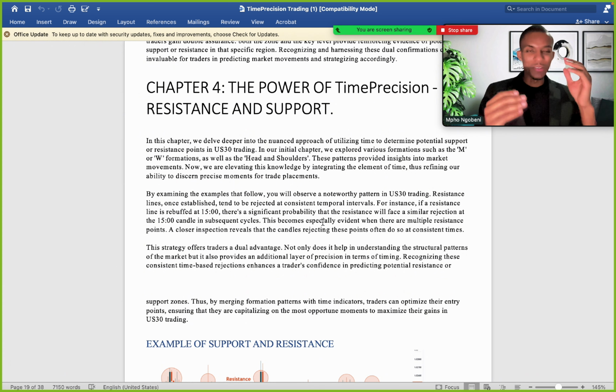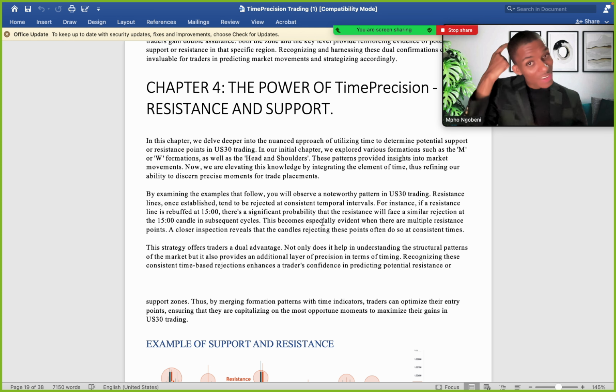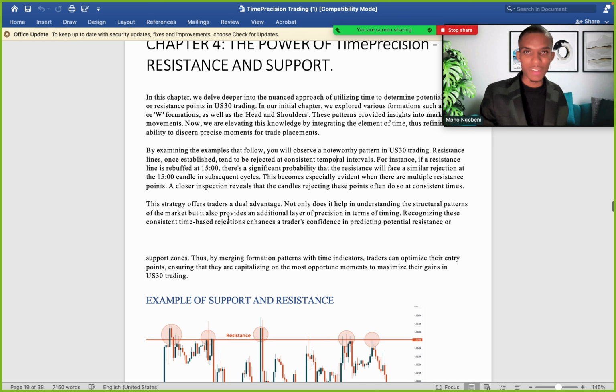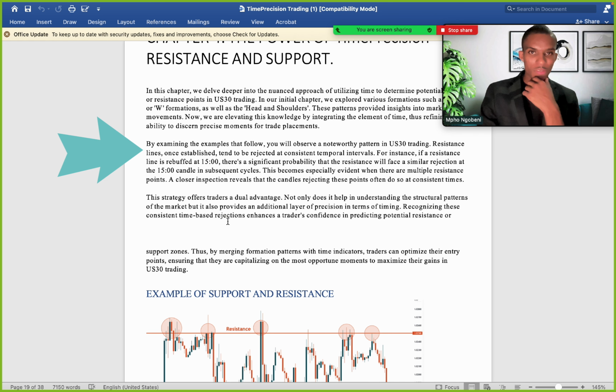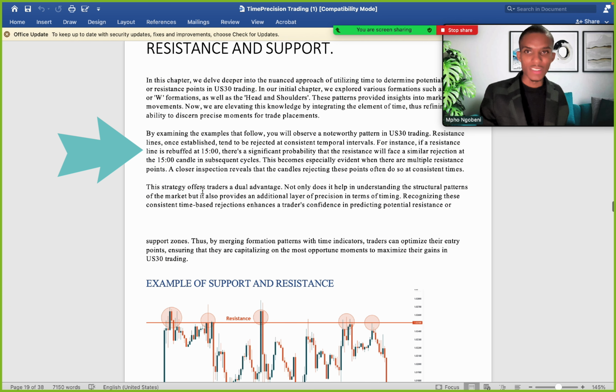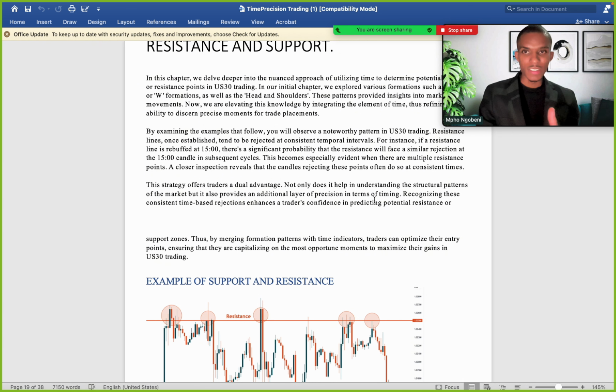As I said, I'm not gonna read everything, but let me see what I can read on. Let me skip that part. By examining the examples that follow, you will observe a noteworthy pattern. Resistance lines once established tend to be rejected at consistent temporal intervals. For instance, if a resistance line is rebuffed at 15 o'clock, there is a probability that the resistance will face a similar rejection at the 15 o'clock candle.